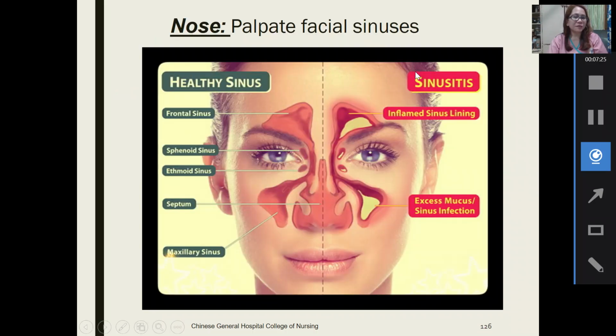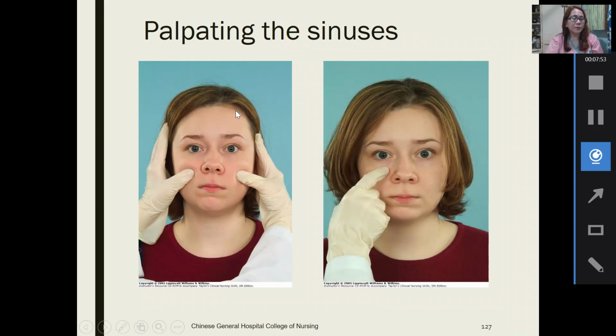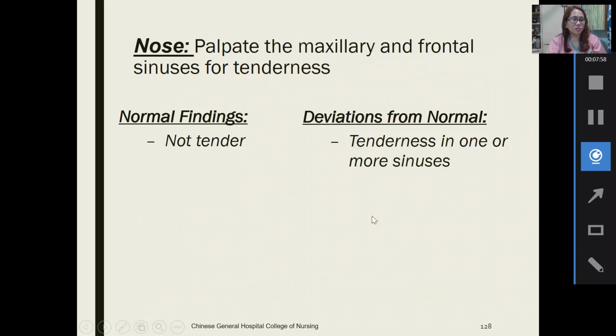So, palpate the facial sinuses. Ito yung frontal, no? Frontal sinuses, sphenoid sinuses, ethmoid, and then the maxillary sinuses. Pero, ang pag-check daw ng frontal sinuses, kung merong pain yan, so dito siya, hindi dito. Kahit nandito siya sa top, so you press it from here. Okay? And then, palpate the sinuses. So, yan yung pinapalpate mo yung mga sinuses na yun.